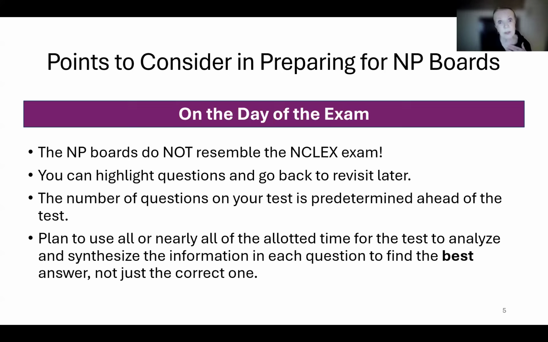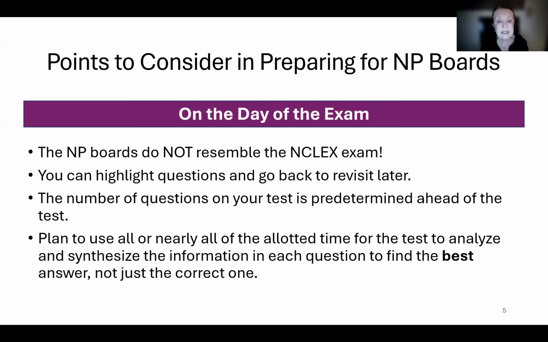And for those of you who might have sat for the NCLEX exam during COVID, you might have only needed to take a minimum of 65 questions. That's not the way the boards are. The number of questions you answer on the boards was predetermined ahead of the test. You will answer on AANP 150 questions. 135 of those count towards your final score. 15 are in there for test, retest, validity, reliability, the whole psychometrics business. And you have 3 hours.